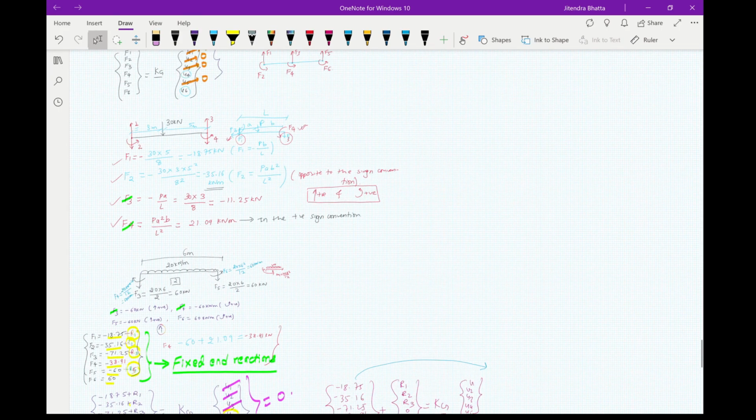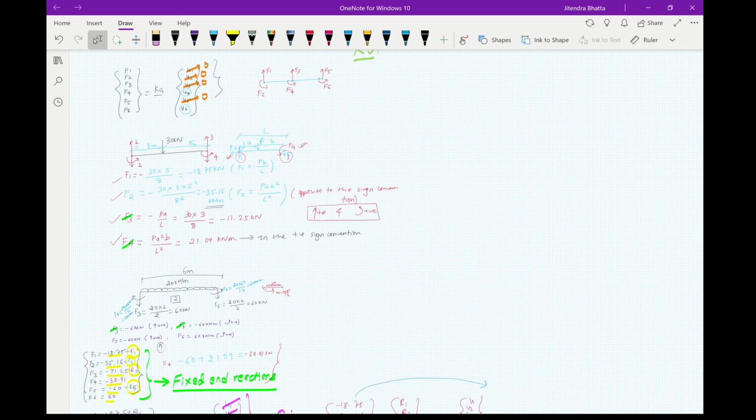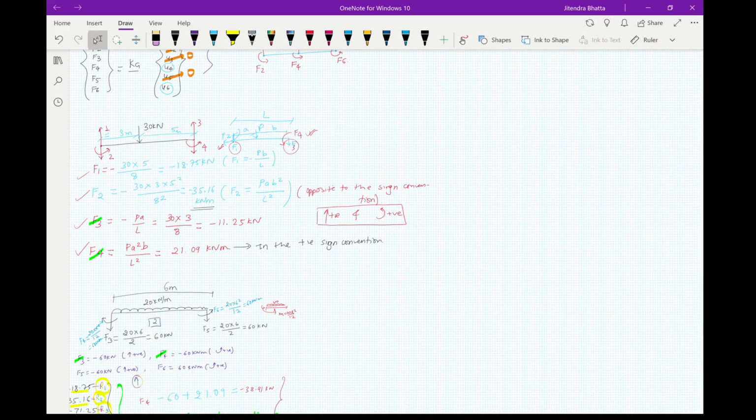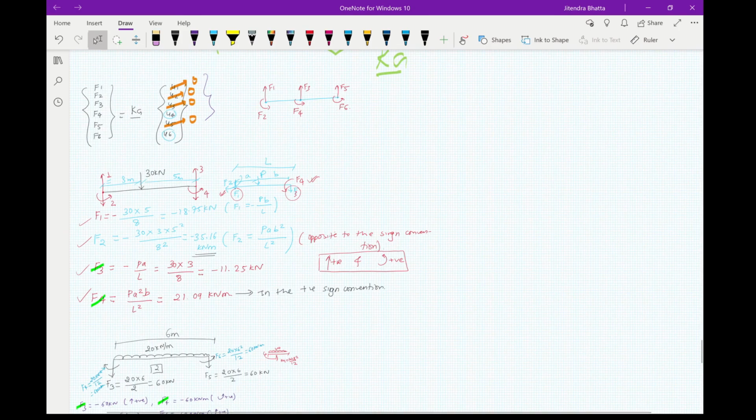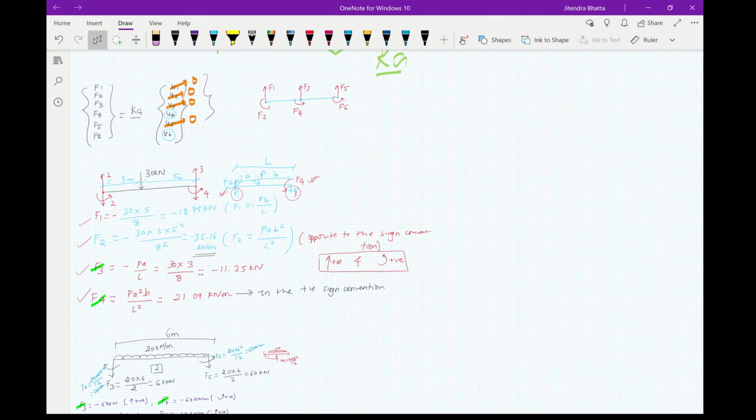You just have to be careful about your sign convention here. We generally take upward direction as positive and anti-clockwise direction for the moments or rotations as positive. This stiffness matrix is obtained by assuming the upward direction positive and anti-clockwise rotation as positive.